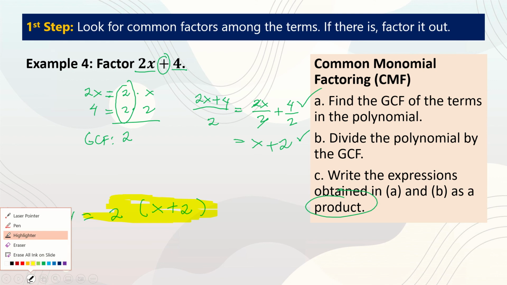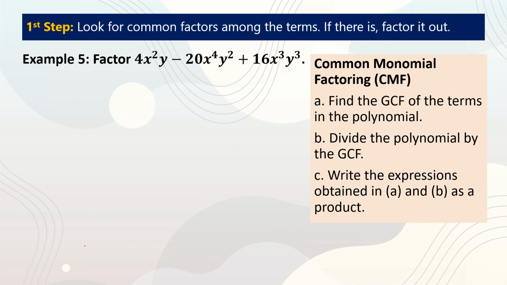If you want to be sure that your answer is correct, you can always multiply them back. As if the given is 2 times the quantity of x plus 2, if you distribute the 2 to the x, that's 2x. Then if you distribute the 2 to the second term inside the parentheses, 2 times 2 is 4. It will go back to 2x plus 4.